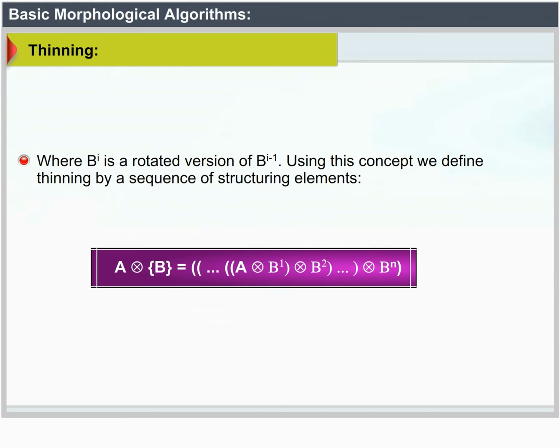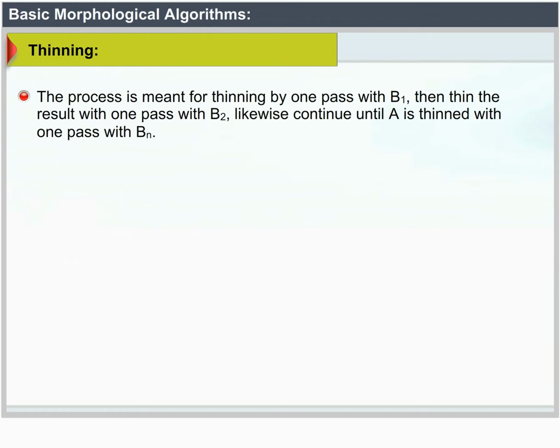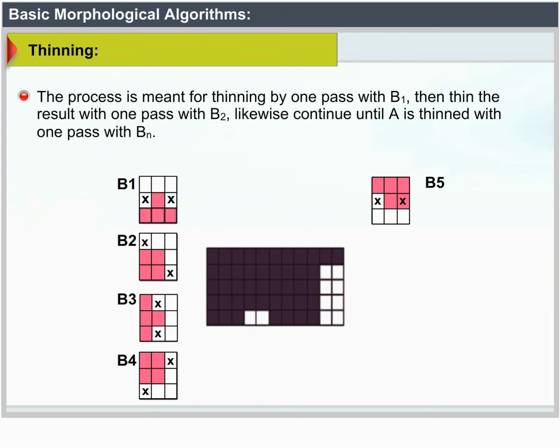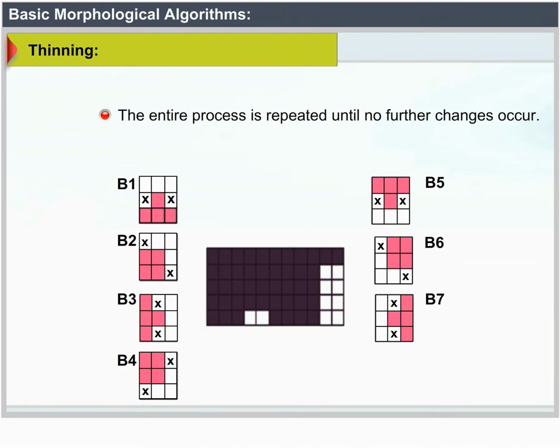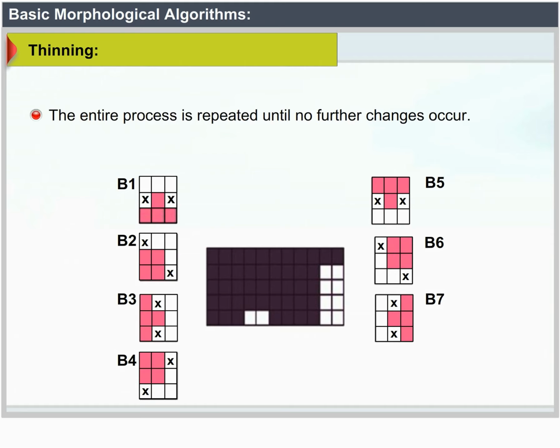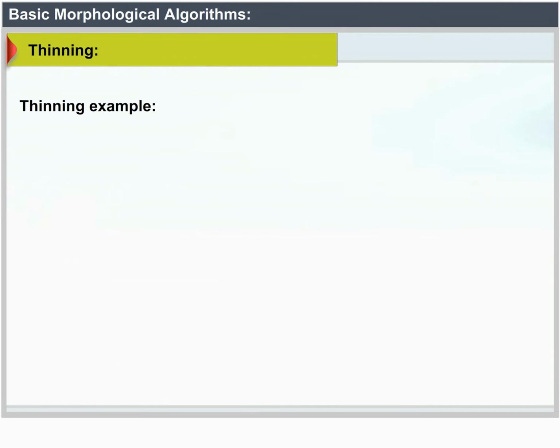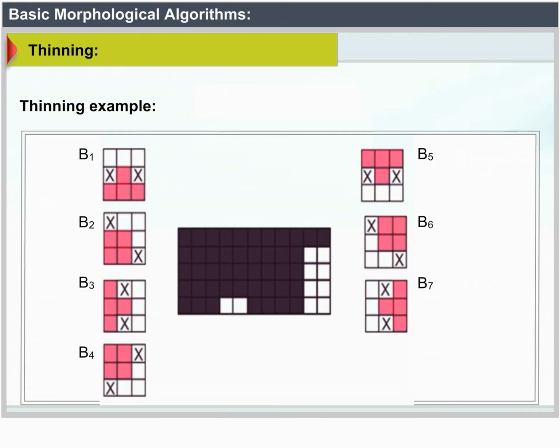Using this concept we define thinning by a sequence of structuring elements as shown. The process is to thin by one pass with B1, then thin the result with one pass with B2, and so on, until A is thinned with one pass with Bn. The entire process is repeated until no further changes occur. Each pass is performed using the equation as shown. The example for thinning can be diagrammatically represented as shown.